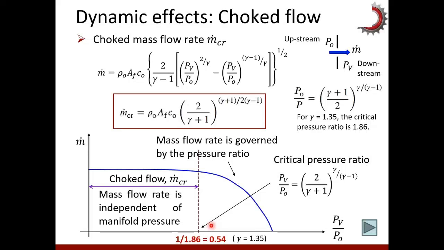If it is choked flow, the flow is governed by gamma, not the pressure difference. But if it is not choked, the flow is governed by the pressure difference.